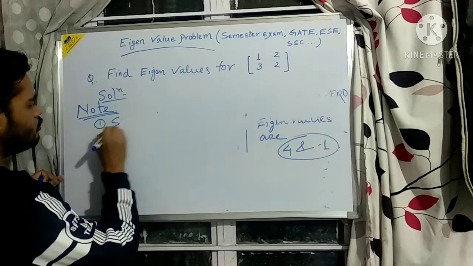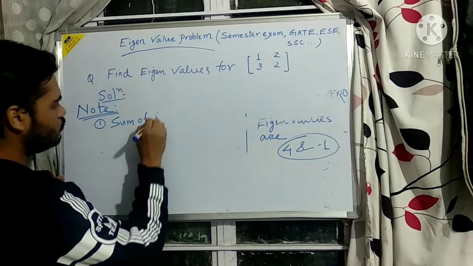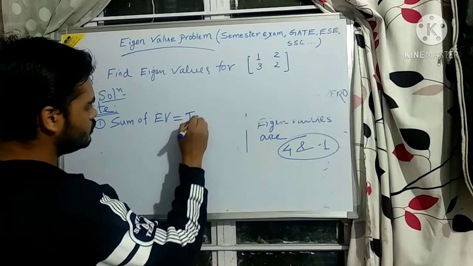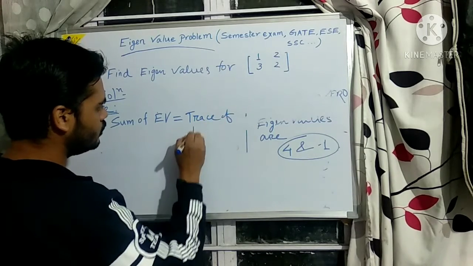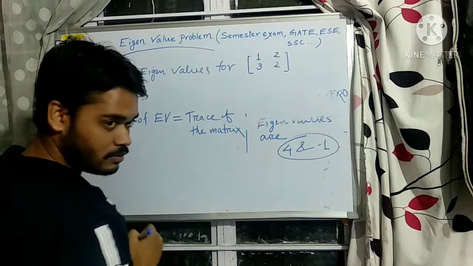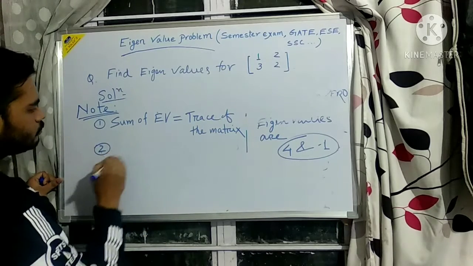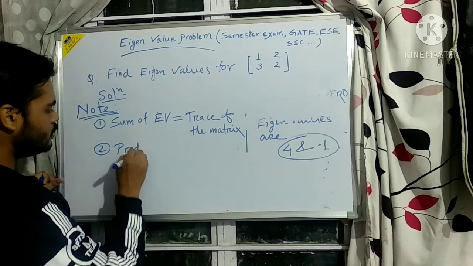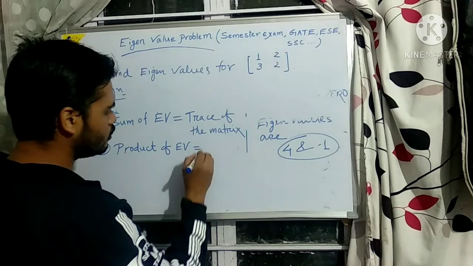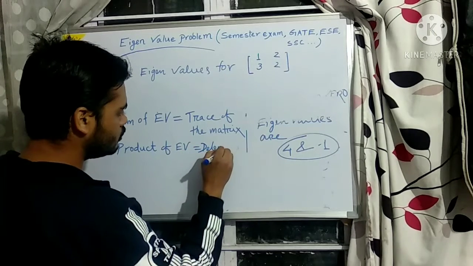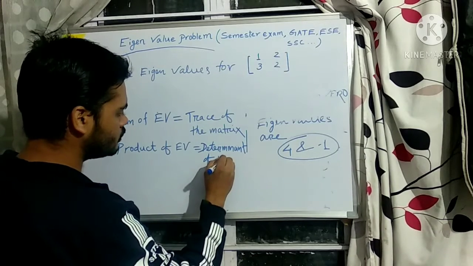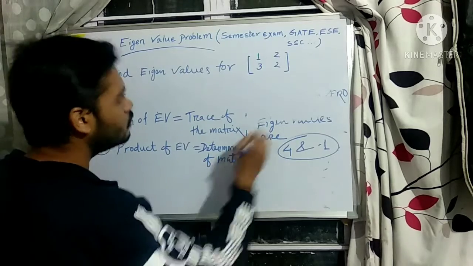Number 1, sum of eigenvalues. I am simply writing EV. Sum of the eigenvalues is equal to the trace of the matrix. Sum of the eigenvalues is the trace of the matrix. And number 2, product. Product means multiplication. Product of eigenvalues is equal to the determinant of the matrix. Which matrix? This is the question.